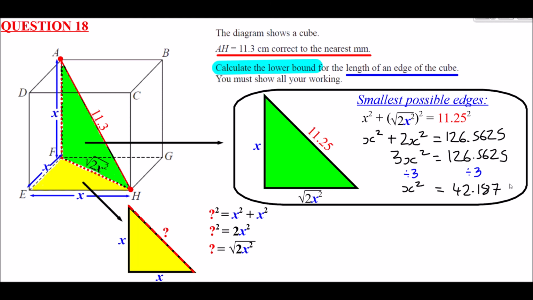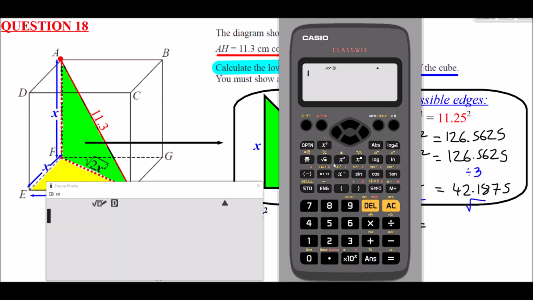Final step, we just square root both sides. So square root the x squared and square root that. So therefore the lower bound x is going to be the square root of 42.1875. So take this answer here, square root my answer, and I get 15 root 3 over 4.